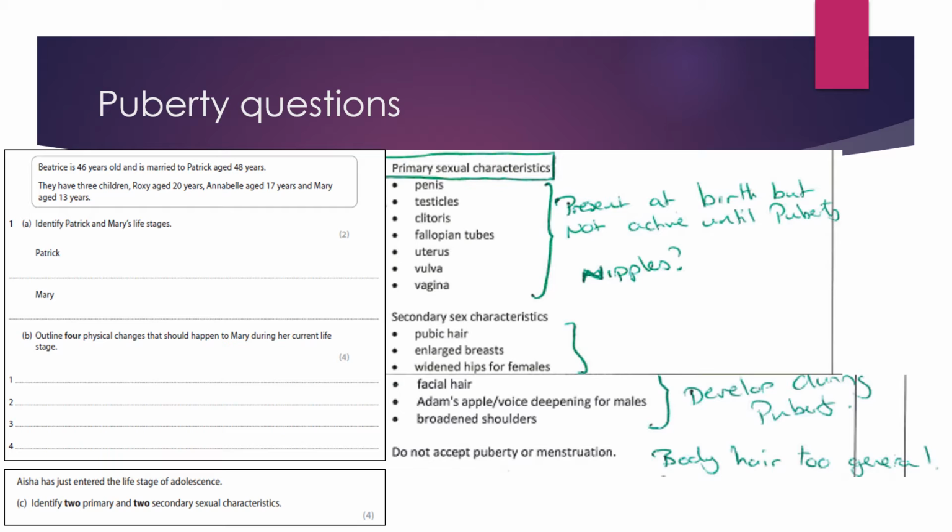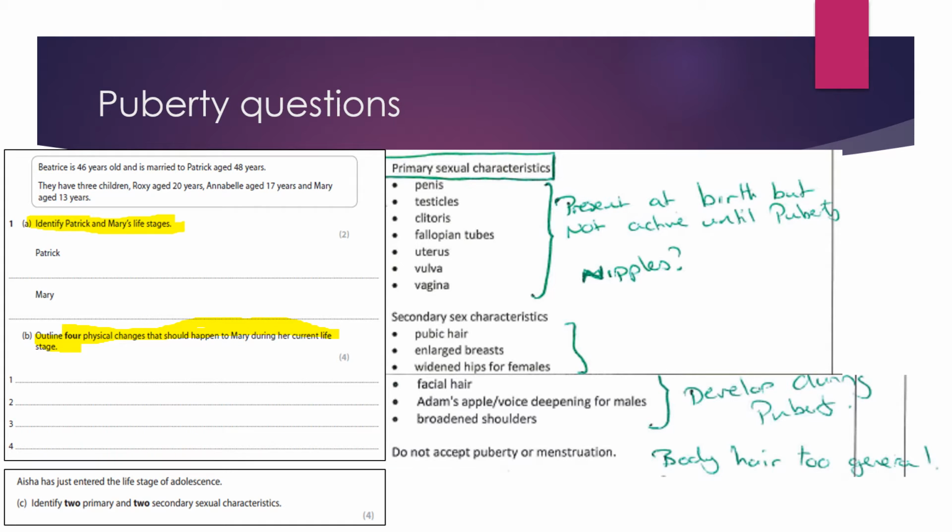Puberty is a question topic that they tend to use a lot. It seems to be one that comes up quite frequently. So with this one, we've got this question about Mary and Patrick. They're about their life stages. That's a slightly different question, but it's this one here. They outline the 4 changes that will be happening.